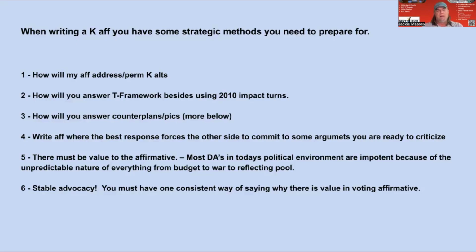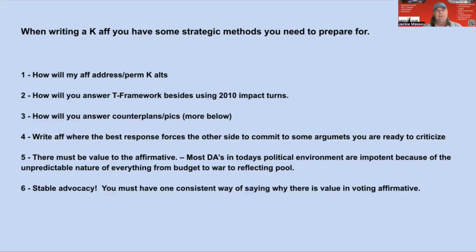Number two, how will you answer T or framework besides using the 2020 impact terms that say like rules are bad or USFG is oppressive? Like those are so old. Those debates have already been done. You got to be topical. Otherwise, a lot of judges are just going to not vote for you.